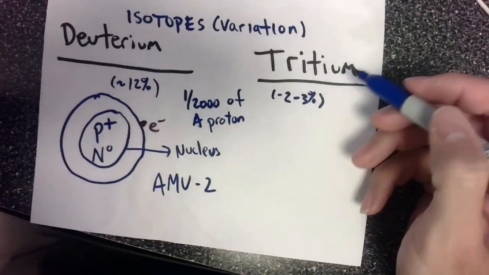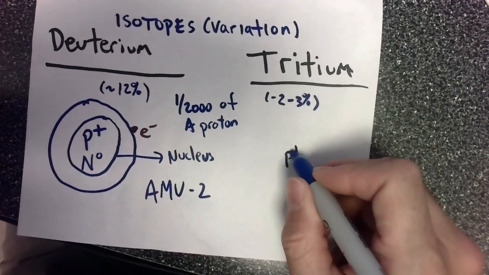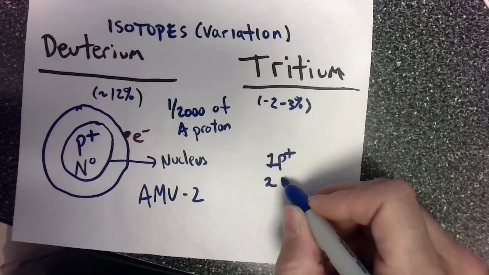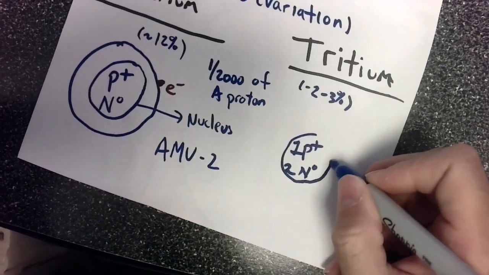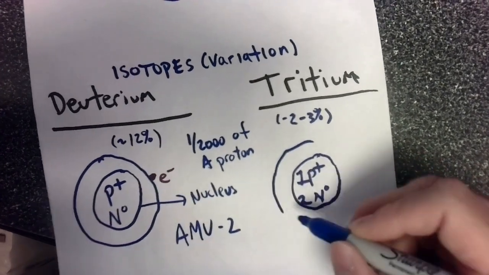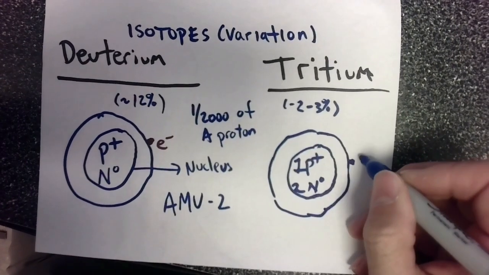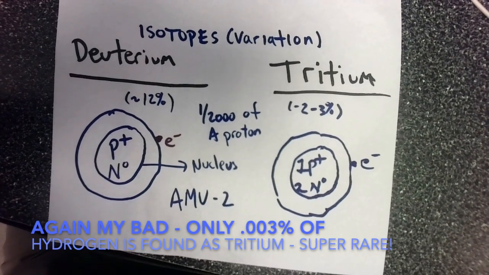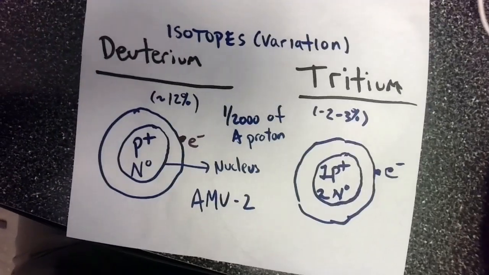tritium. And tritium, so tri meaning 3, would consist of one positively charged proton, but 2 neutrally charged neutrons. And still, in this case, one electron.